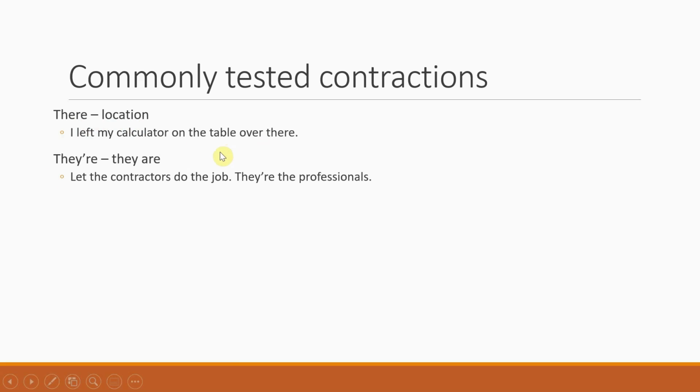Next, we have the contraction version. THEY apostrophe RE for they are. In this case, that indicates I'm getting rid of the A. So let the contractors do their job. They're the professionals. They are the professionals.